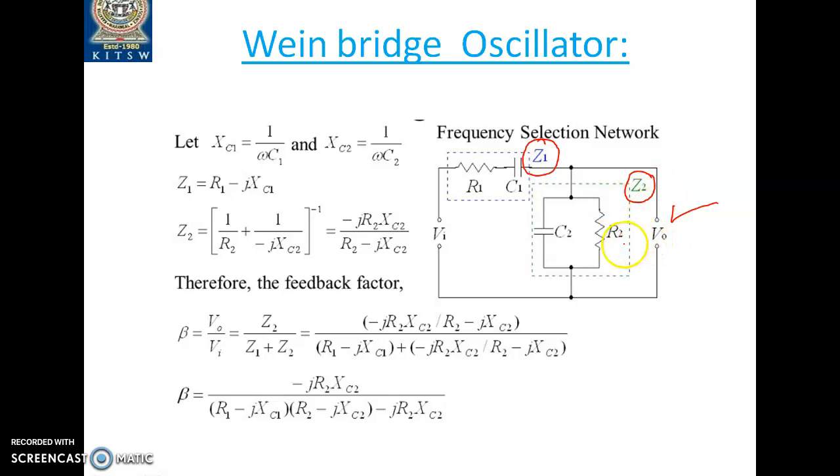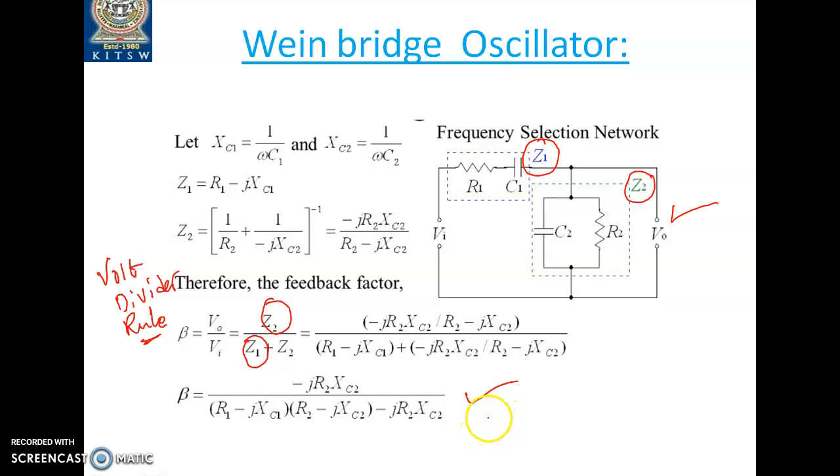Using the voltage divider rule, let me write here: beta is nothing but V naught by Vi, which is Z2 by Z1 plus Z2, where Z2 is the parallel combination of R2 and XC2, which we have already written here, and Z1 is the series combination of R1 and C1. When you substitute these, you will get something like this. Check it yourself.